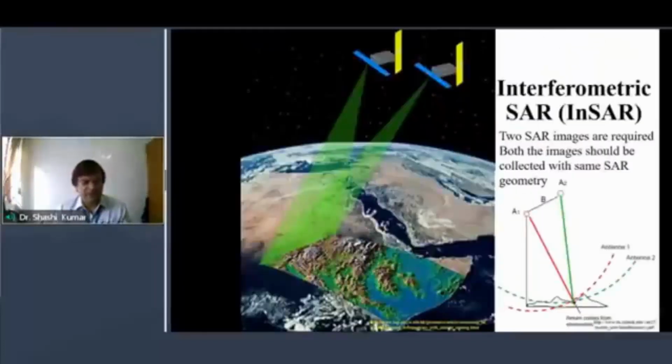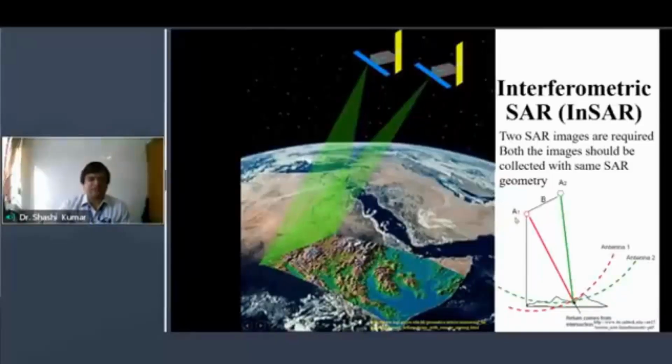Now, previously, in the last slides, we have seen SAR polarimetry. Another technique is SAR interferometry. In SAR interferometry, two SAR images are required to do the interferometry, so a minimum of two images are required. If space-borne SAR sensors are used, generally one antenna is used to transmit and receive the electromagnetic pulses. So there is a requirement of two passes.